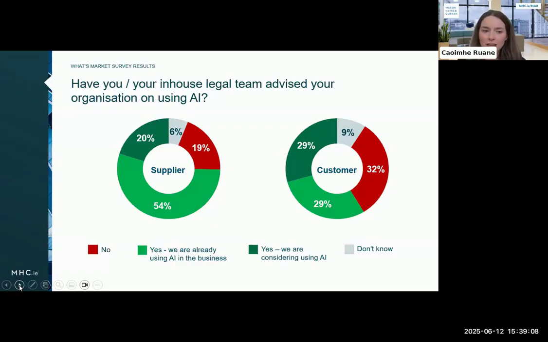Then looking at the customer side, we can see that 29% of customer respondents have advised their in-house legal teams or are already using it, with another 29% considering using it. Only 32% have not yet advised on the use of AI within their organizations. And this is consistent with the trend on the supplier side in that it's down from about 55% last year.